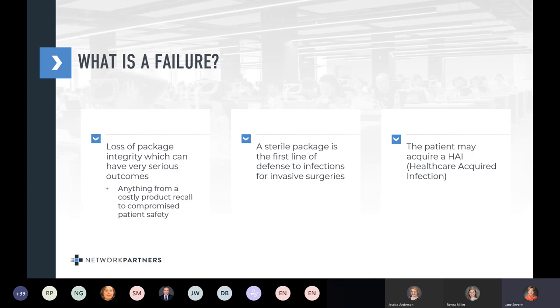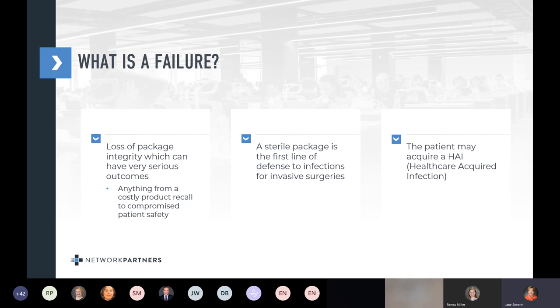So when we refer to package testing, what is a failure? In the case that you're not meeting your acceptance criteria for a package performance test, it might mean that you have to return to the drawing board, to the design phase. But in the field, the loss of package integrity can have very, very serious outcomes. It could cause a costly product recall, all the way to compromised patient safety.